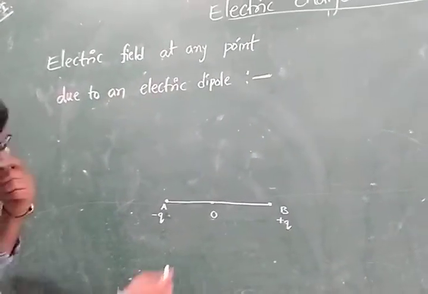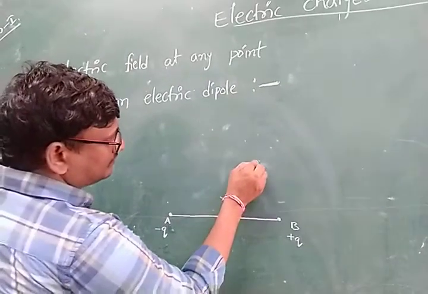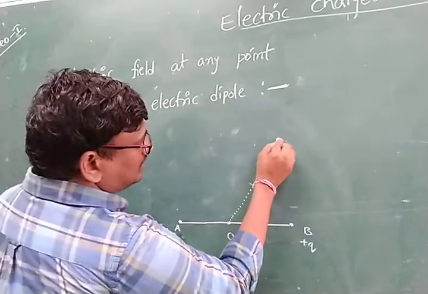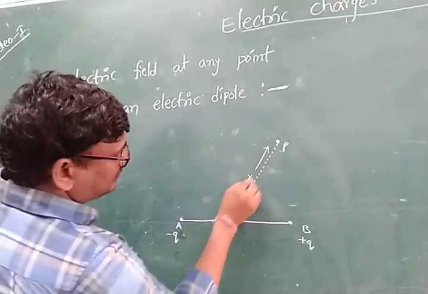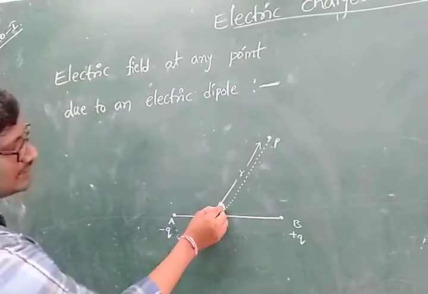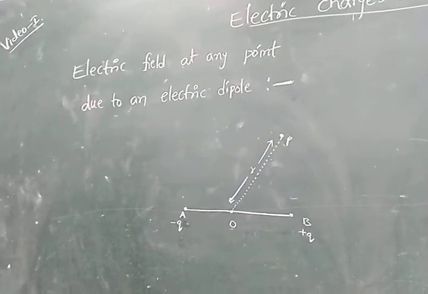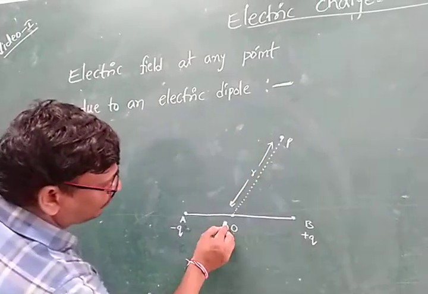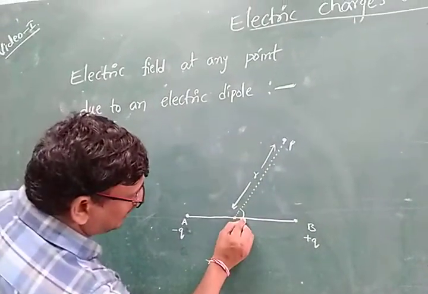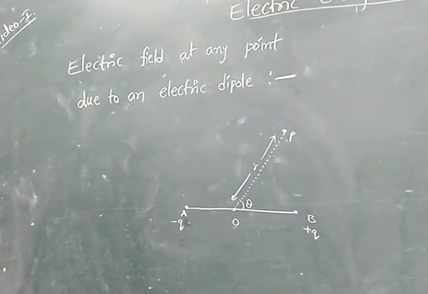Let us consider the point P, at a distance r from the center of the dipole. Here the line OP makes an angle theta with the dipole axis.